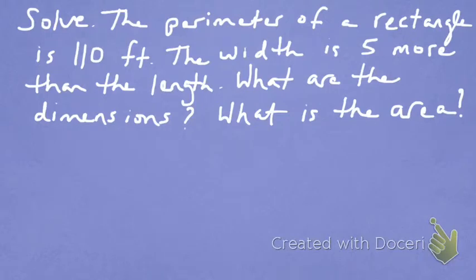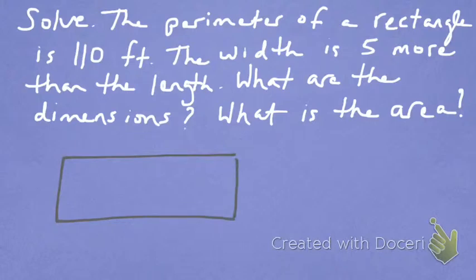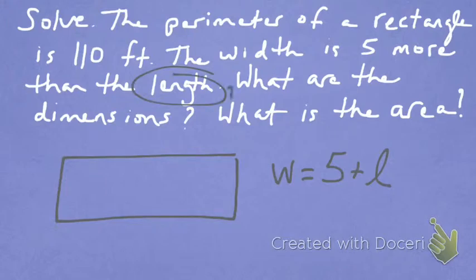So the perimeter of a rectangle is 110 feet. That would be the distance around the rectangle. The width is 5 more than the length. Okay, let's translate that. The width is, this is my verb. So I'm going to say W equals 5 more than the length. Well, I don't know the length. I have to say that's 5 plus a surprise, because this is a problem. I don't know what is that length.